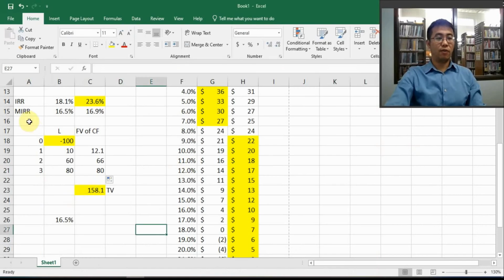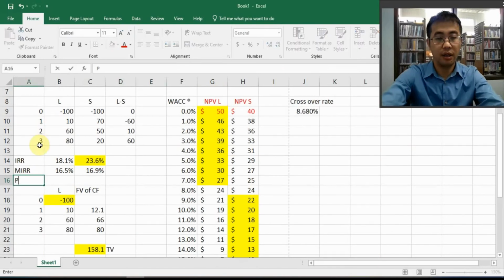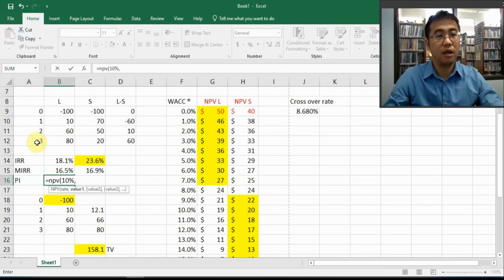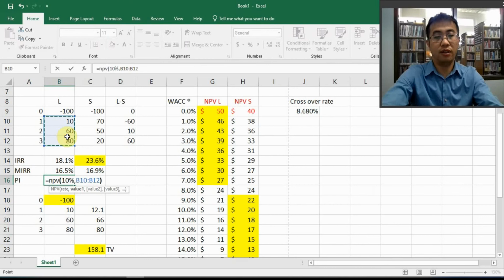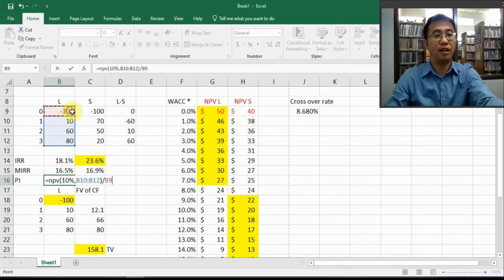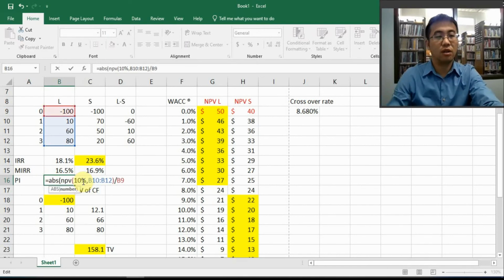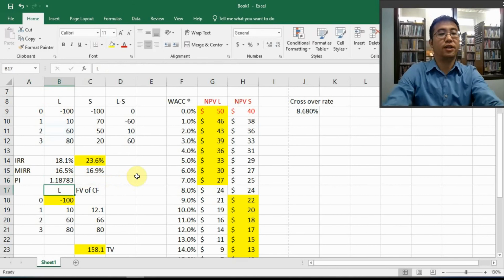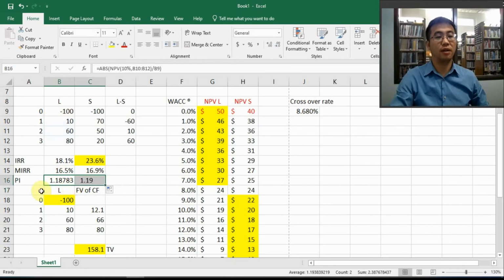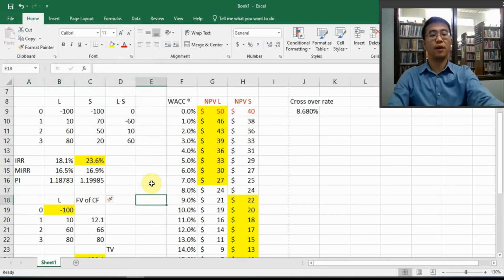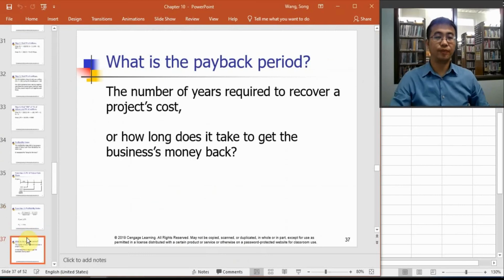And in this case, if I want to calculate the PI, I just use the NPV at 10% of all the future cash flows, and then the answer will be divided by the initial cost of the project and add a negative sign, or just simply get the absolute value of it. All right, this is how we get the PI. Okay, so this one is pretty easy to do.